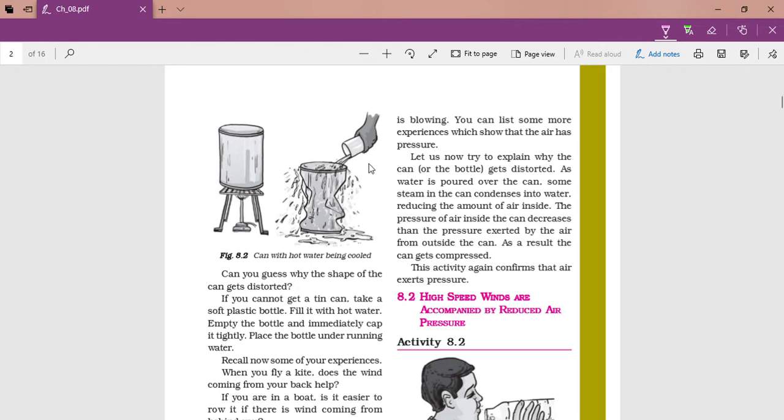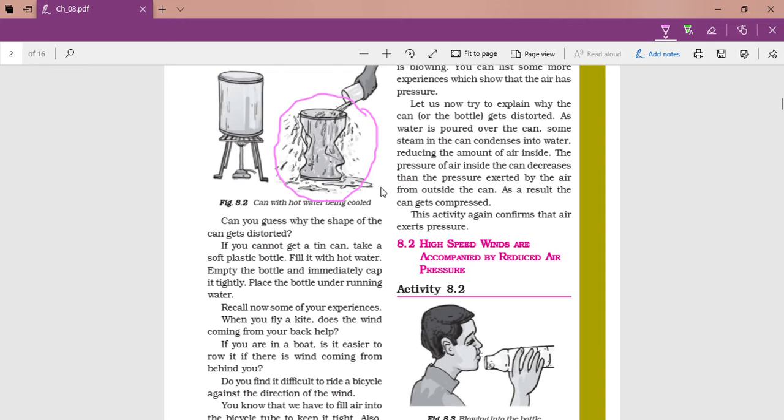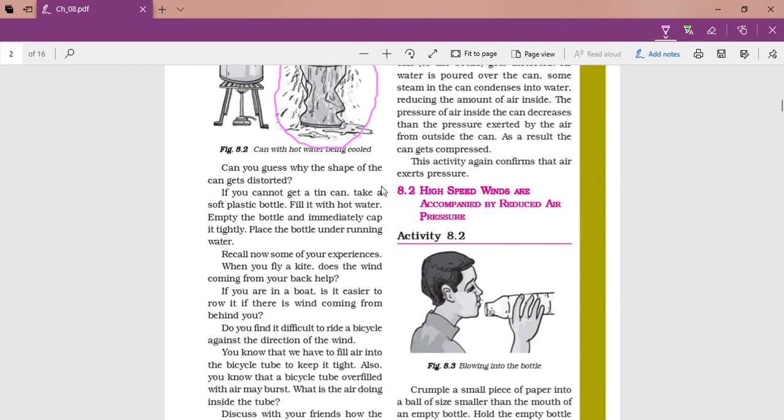As water is poured over the can, some steam in the can condenses into water, reducing the amount of air inside, which reduces the air pressure inside compared to the pressure of air outside the can. As a result, the can gets compressed. So the can gets compressed. Some other activities are also given regarding this.